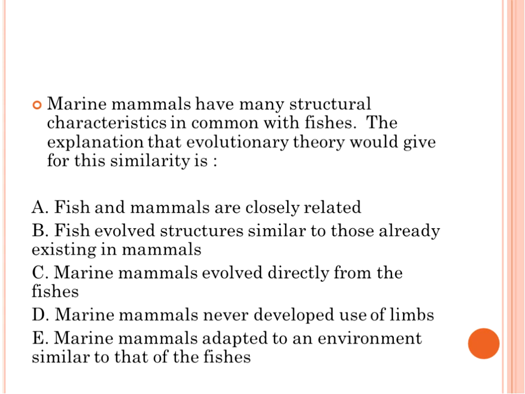All right? So let's try another one. Only the correct answer is the one that's absolutely correct from this statement. So marine mammals have many structural characteristics in common with fish. We know that. The explanation that evolutionary theory would give for the similarity is what? So think about it. A, B, C, or D. So why do marine mammals have many structural characteristics in common with fish? Why? And that's going to give you your answer. A, B, C, D, or E.